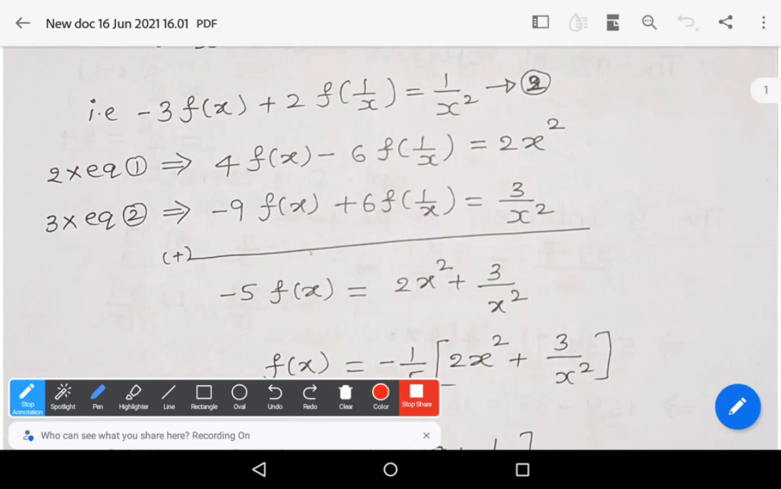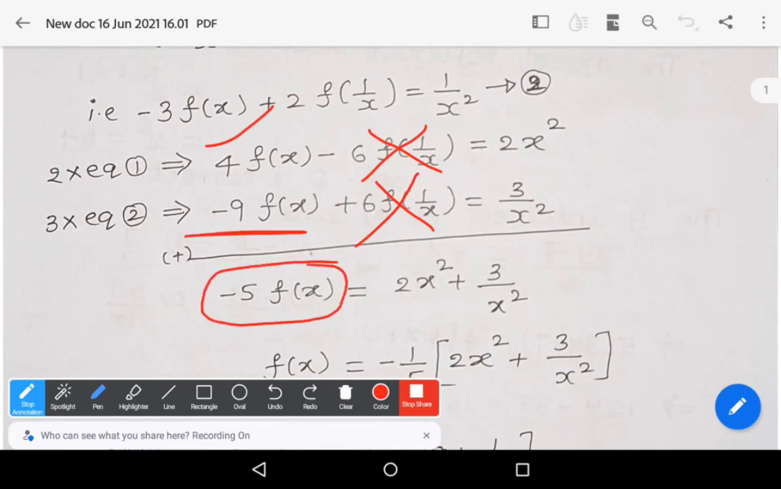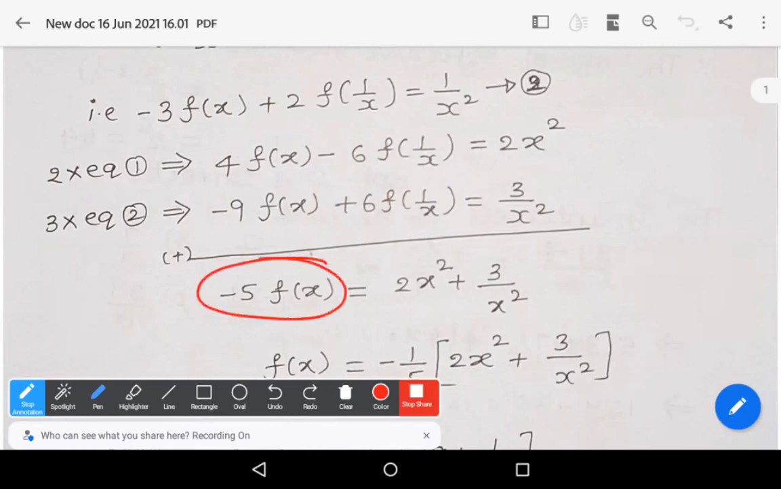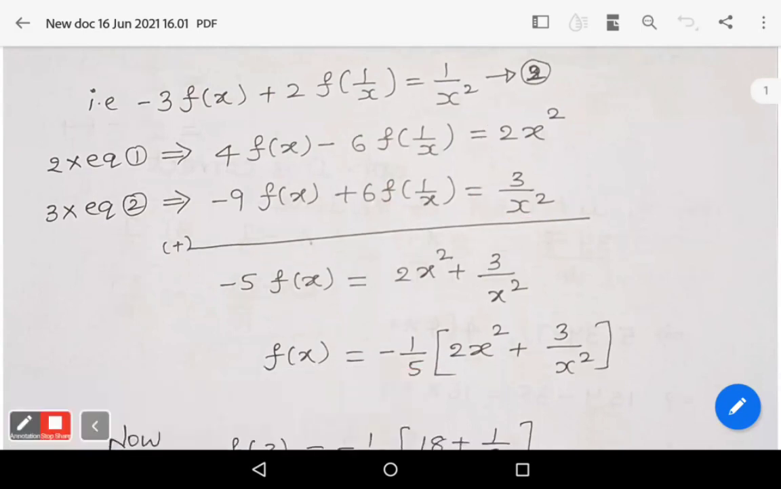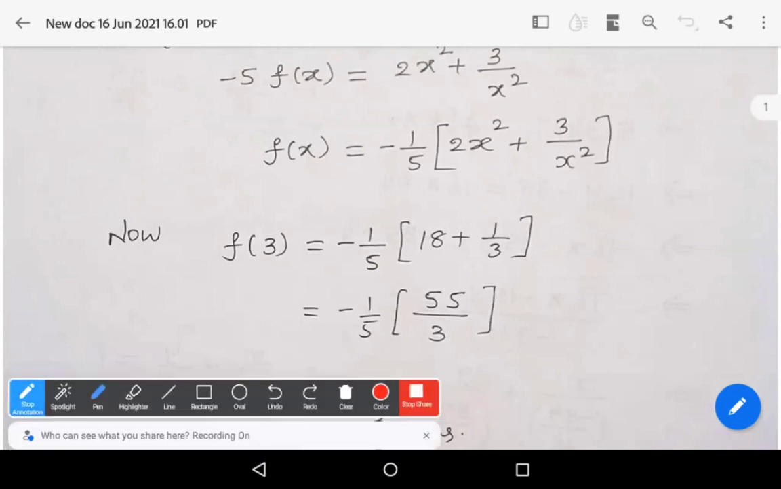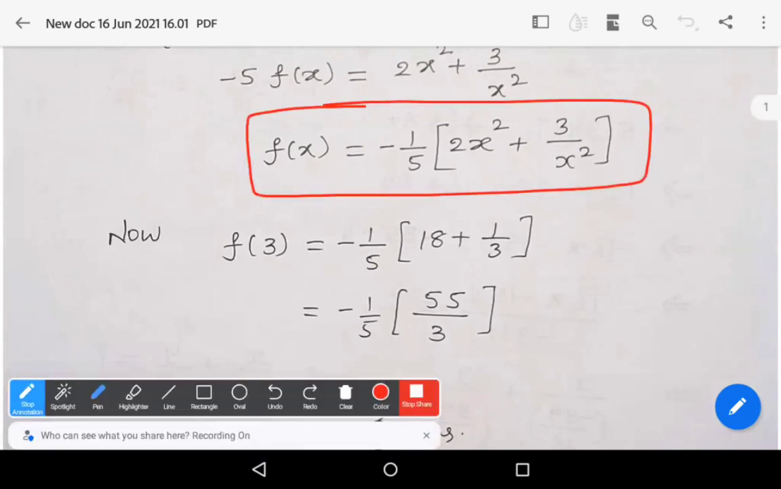If you add these two equations, minus 6 f of 1 by x plus 6 f of 1 by x get cancelled. Plus 4 f of x minus 9 f of x, you get minus 5 f of x. And from the RHS, you get 2x square plus 3 by x square. So let us shift that minus 5 to the right side. You get f of x is equal to minus 1 by 5 into 2x square plus 3 by x square.